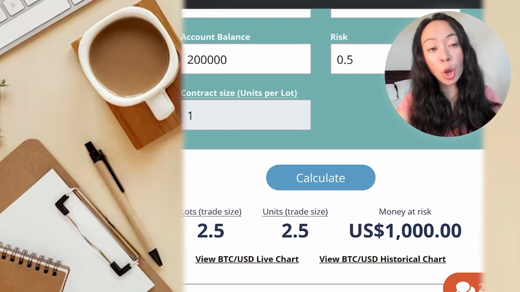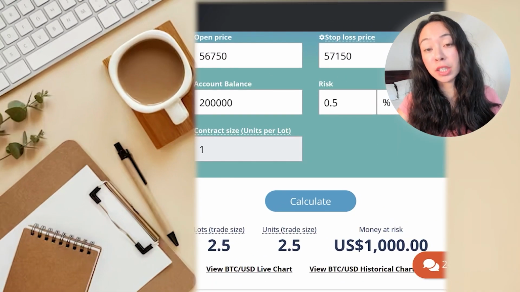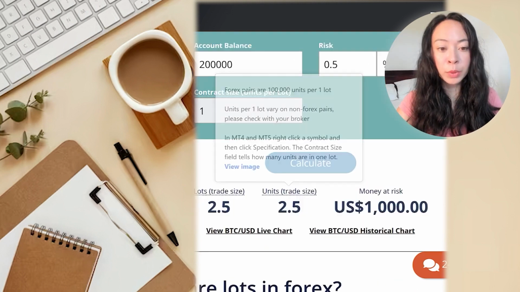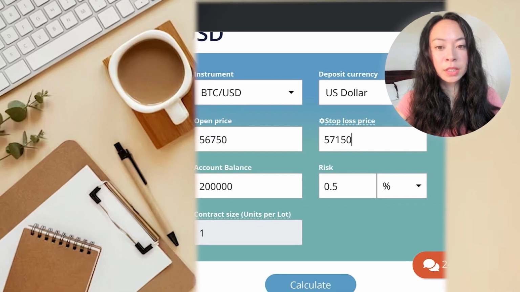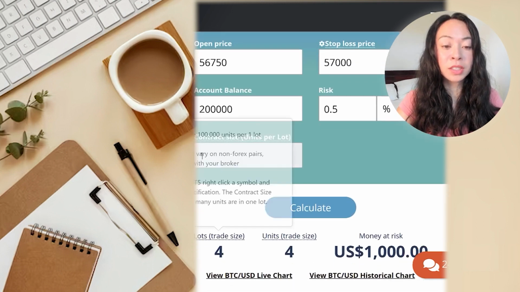Please also make sure when you're copying a trading signal to always calculate your lot size and your risk for every single trading signal. Because let's say we are changing the stop loss price and instead of 50 we do it 40. Okay, we had a lot size of 2.5 before, and now let's calculate it. So let's try it. So instead of having a stop loss price at 57,150, we make it. And now let's calculate again, and you will find that the lot size has increased dramatically because the stop loss is now much closer to our entry point, and thus we would risk less.